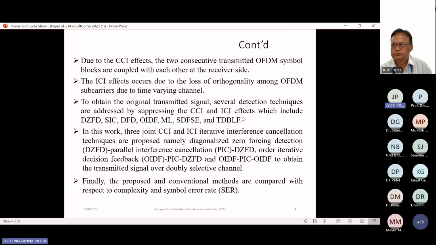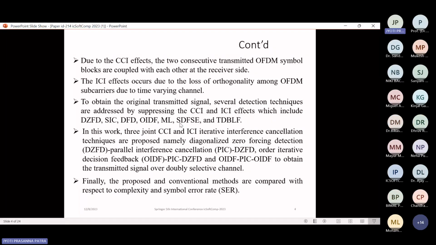To obtain the original transmitted signals, several signal detection methods are already proposed to suppress the CCI and ICI effects, like diagonal zero forcing detection, successive interference cancellation, decision feedback detection, ordered iterative decision feedback, maximum likelihood, sequential decision feedback, sequence estimation, and time domain block linear filter.